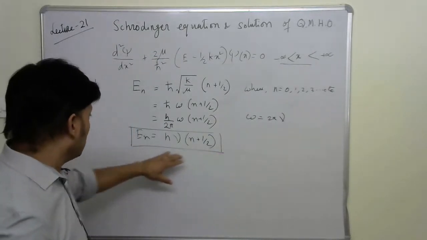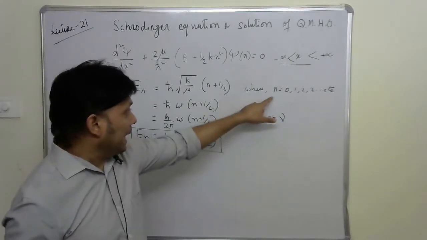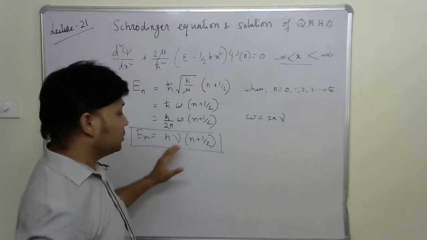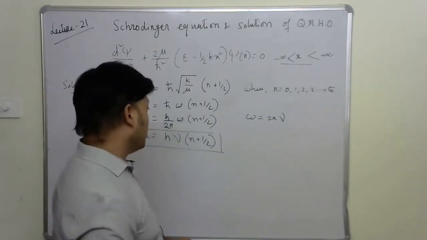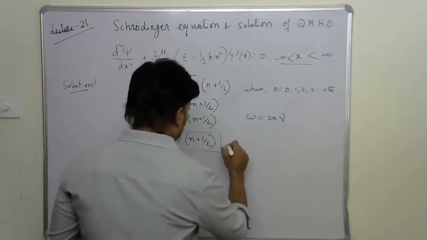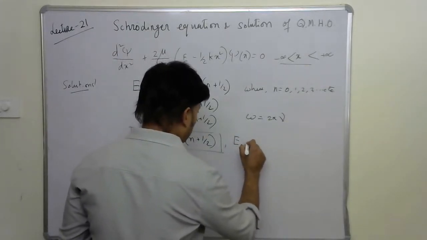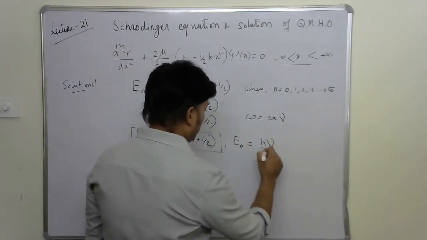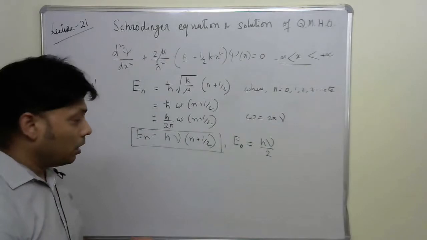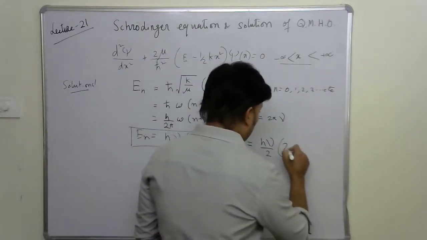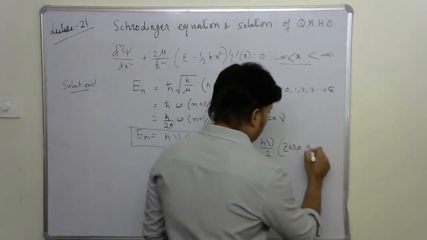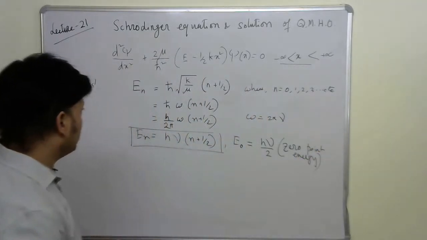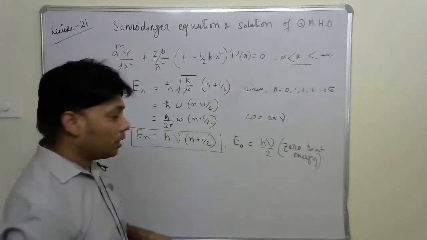Now let's look at the situation here. n can be 0, so n equal to 0 won't give you a trivial solution here, that is number one. And what happens when n is equal to 0? We call it E0, which is equal to h nu divided by 2, or half h nu. This n equal to 0 corresponds to a term called the zero point energy. Basically the zero point energy is the ground state energy.